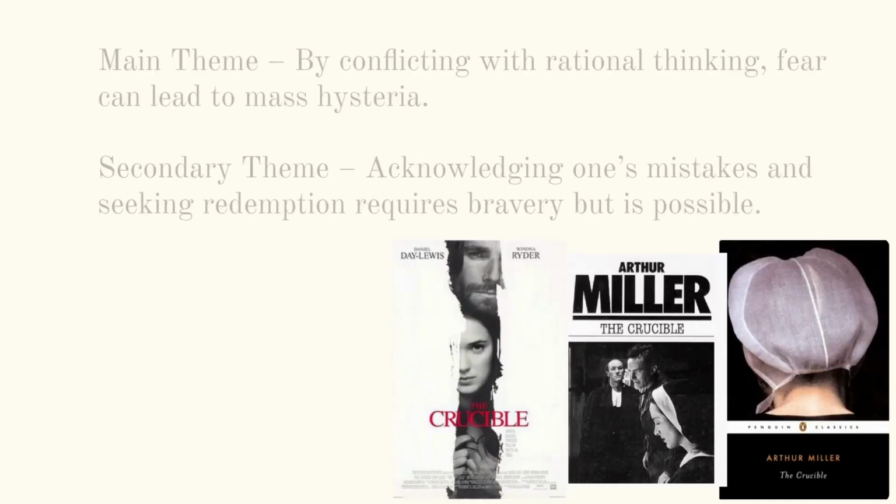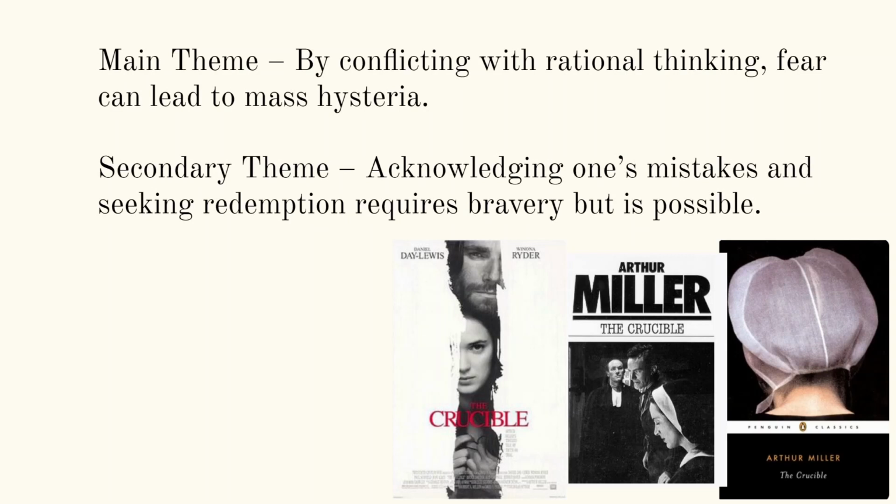The primary plot of the play focuses on the town, and its theme centers on the role of fear in mass hysteria. The secondary plot focuses on John Proctor, and its theme centers on the role of fear in redemption. Arthur Miller offers us many insights into the damage, intellectual and psychological, that fear can do. He also offers us brave characters in Proctor and Hale to model how to combat such dangers.